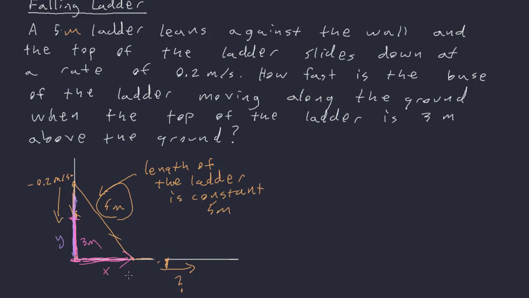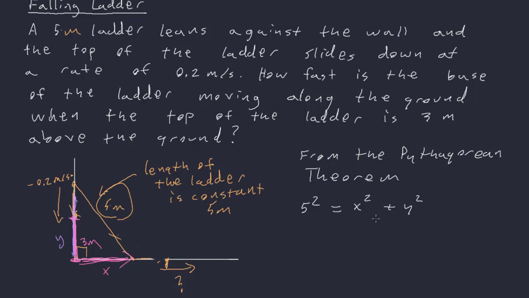These two things vary. So we need to find a formula that relates x, y, and this 5 meters. And if you'll notice, this is a right triangle. So the length of the two bases and the hypotenuse we can get from the Pythagorean theorem. Okay, so from the Pythagorean theorem, 5 squared is equal to x squared plus y squared. So we get 25 is equal to x squared plus y squared.